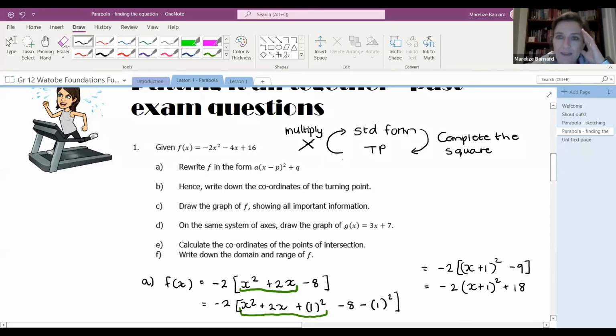Well done. Okay, so it looks good. It looks like most of you are on the money. It is -1 and 18.